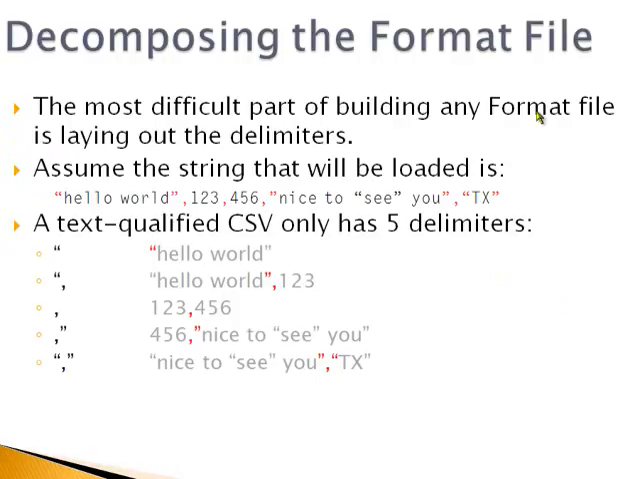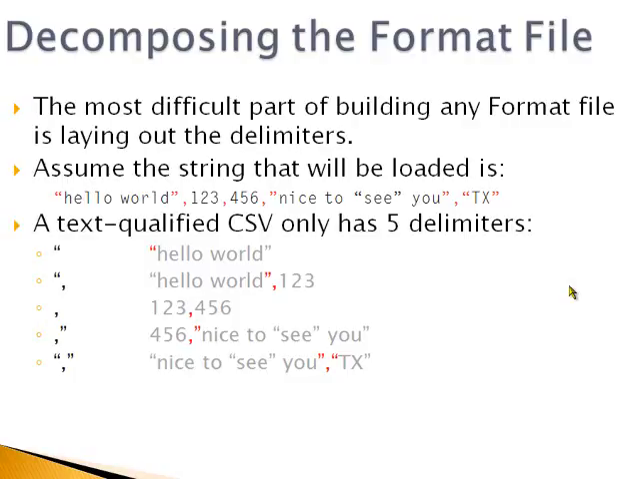When you get to a format file, and this is one of the reasons I used to hate BCP, I'd get these text-qualified CSVs, and the question is always, okay, I get a field terminator in BCP, and it tells me that it's going to be a comma. Well, that's true because that does separate the columns, but I want to get rid of the quotes.